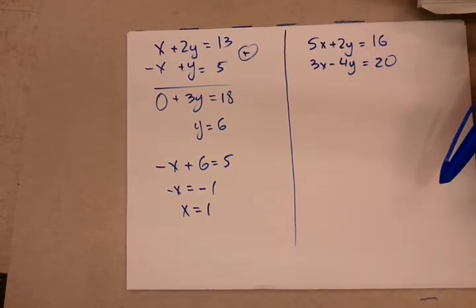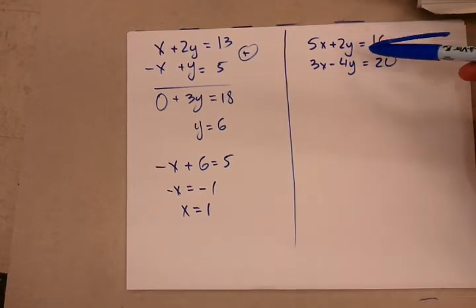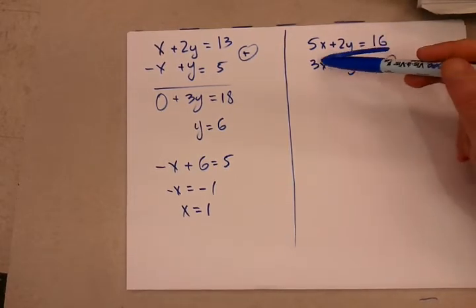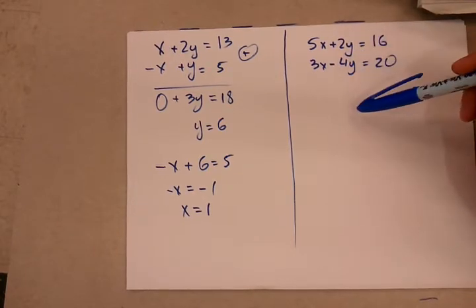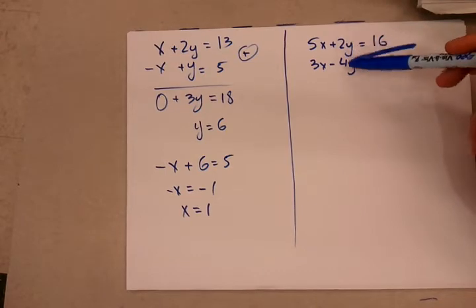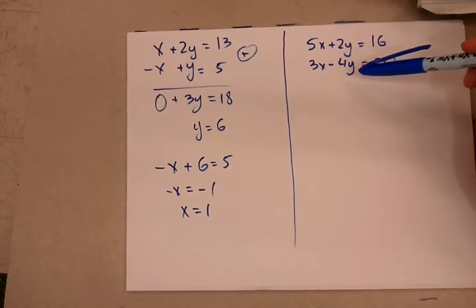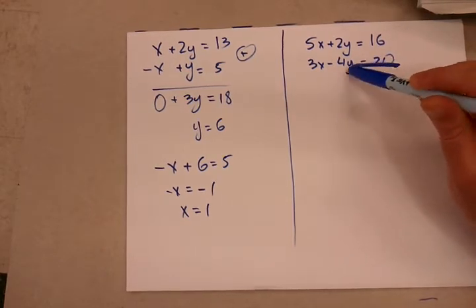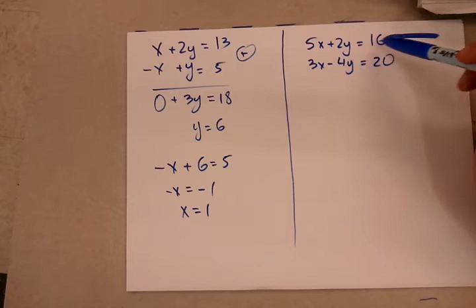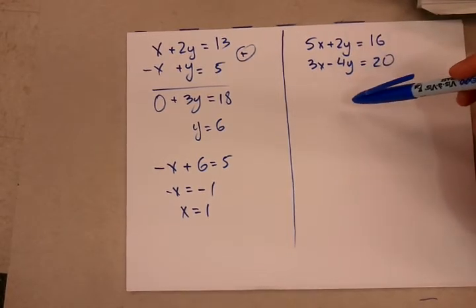So that's one possibility. Well, let's look at the coefficients of y. We have 2 and 4. I'm going to ignore the negative on the 4 for right now. For 2 and 4, the least common multiple is 4. 4 goes into 4, 2 goes into 4. And look, the bottom one is already a 4. I don't need to do anything to the bottom equation, and I just need to change the top equation for both coefficients to be 4.